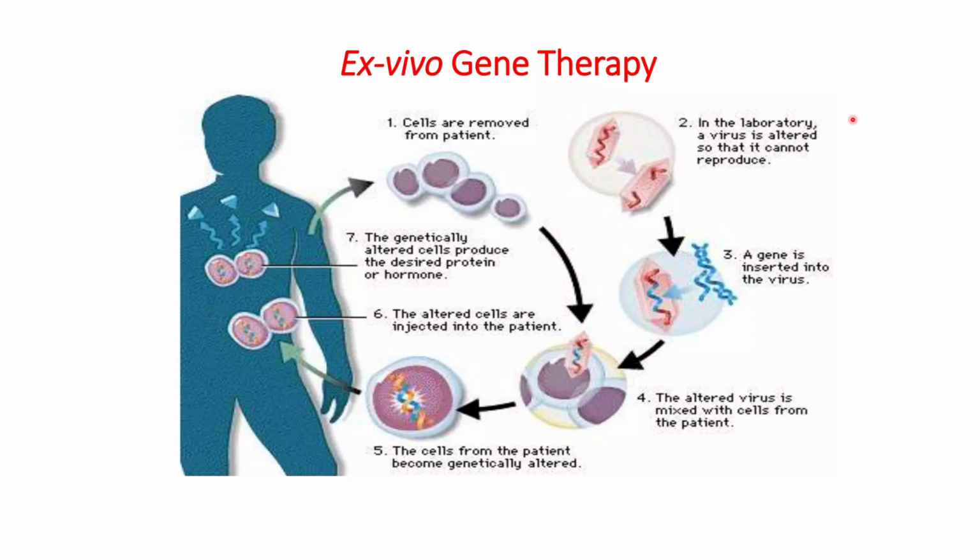And here's a visual representation of ex vivo gene therapy. The cells are removed from the patient. So, meanwhile, in the lab, a virus is altered so that it cannot multiply or reproduce. And then a gene is inserted into the virus, and the altered virus is mixed with cells from the patient. So this leads to the modification of the patient's gene by the viral vector. So all the cells express the modified gene. So these modified cells from the patient become genetically altered and they are infused back into the patient.